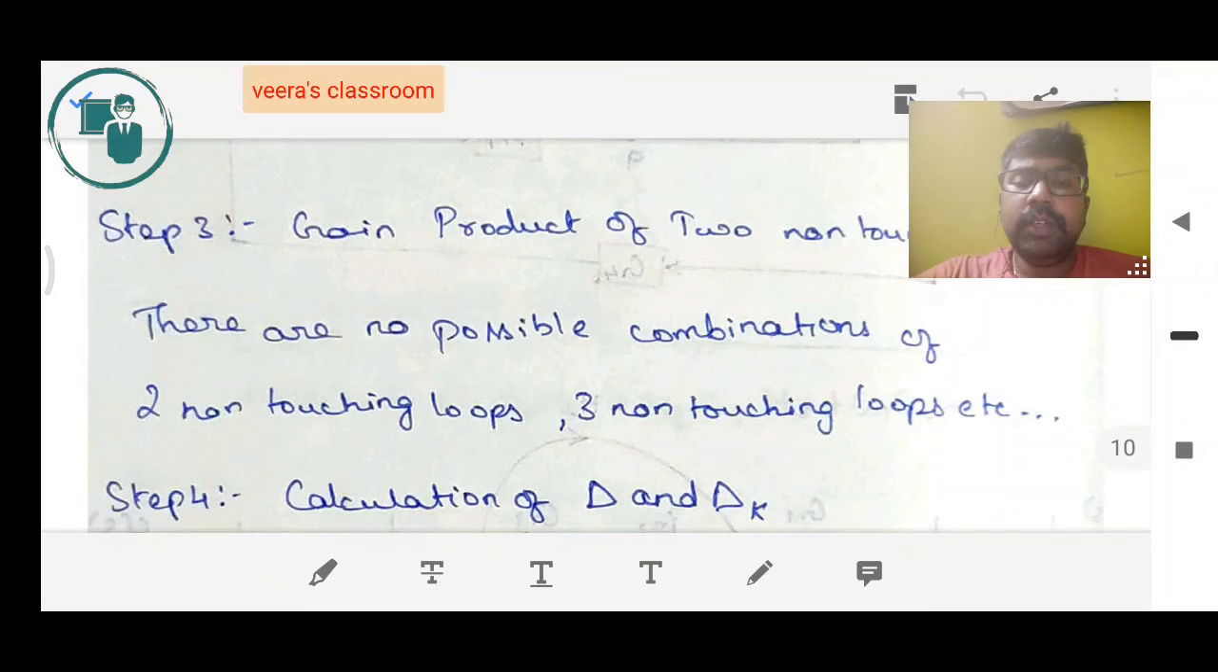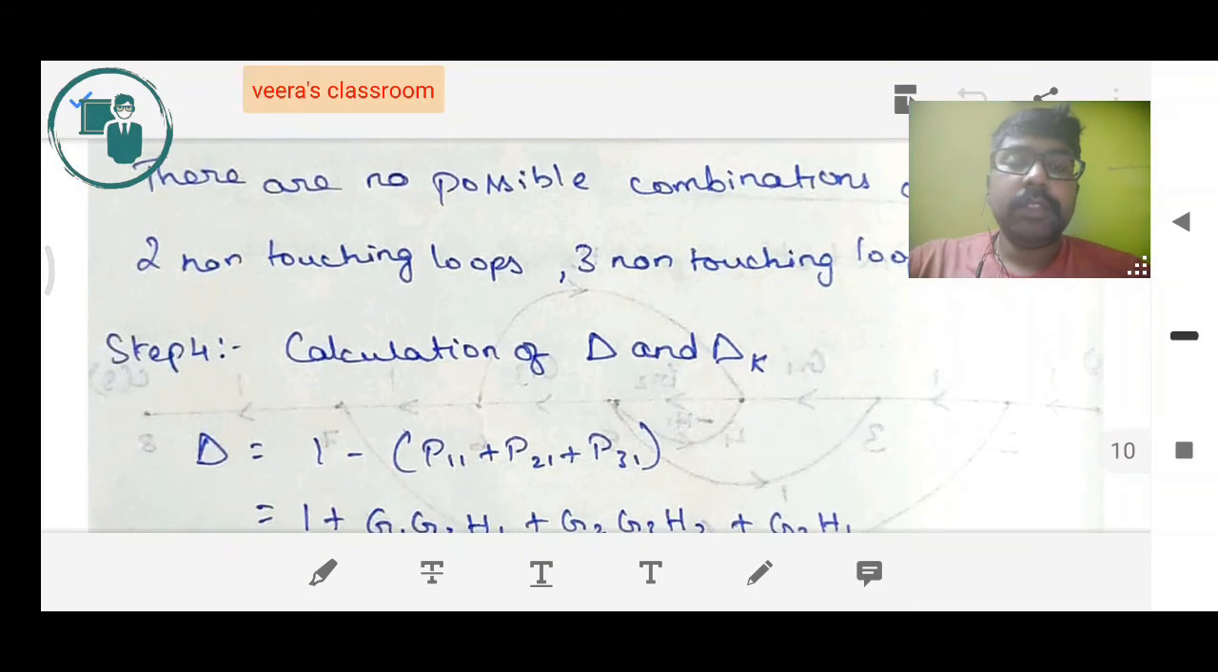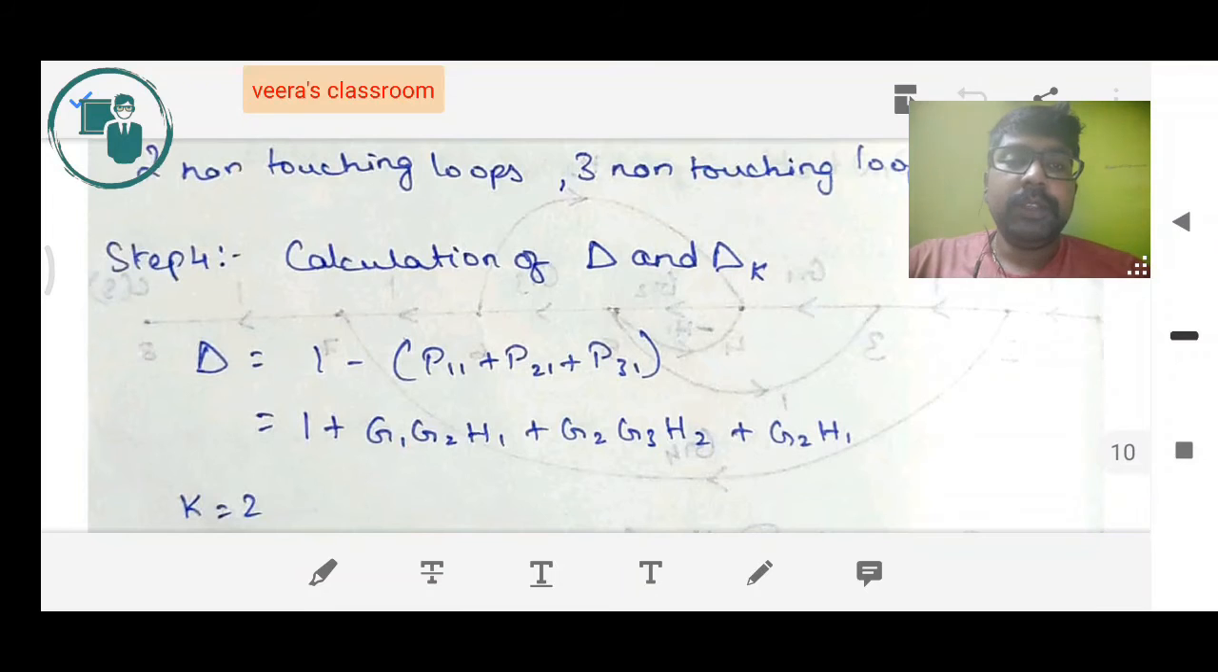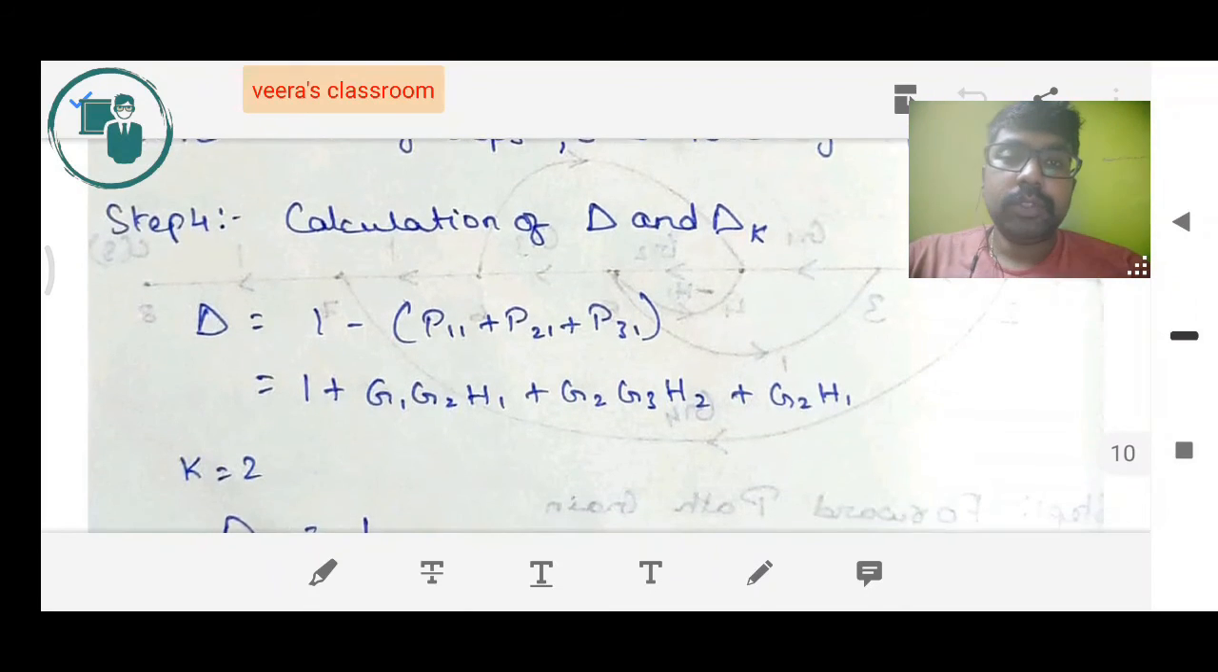So we will find the value of del, that is step number 4: calculate the value of del and del k. The formula for del is 1 minus the summation of individual loop gains plus the summation of 2 non-touching loop gains. There are no 2 non-touching loops, so the formula will be somewhat simpler. So del equals 1 minus P11 plus P21 plus P31. We substitute the values of P11, P21 and P31 here, so it is 1 plus G1 G2 H1 plus G2 G3 H2 plus G2 H1. We know the number of forward paths is 2, so the value of k is 2.